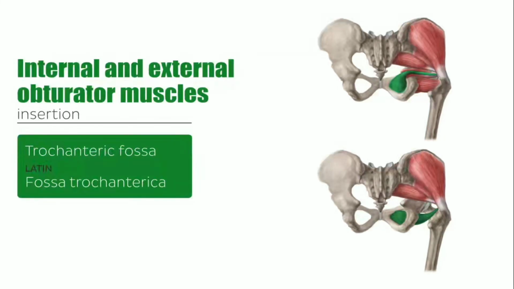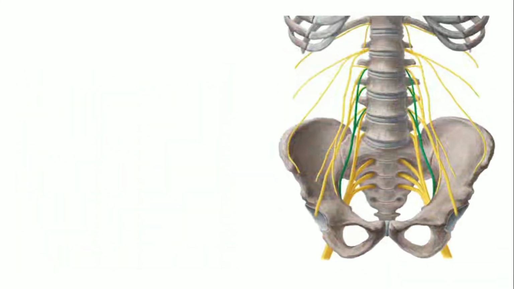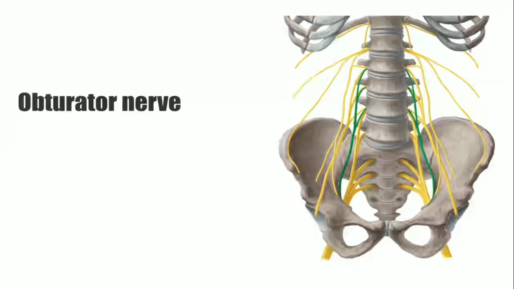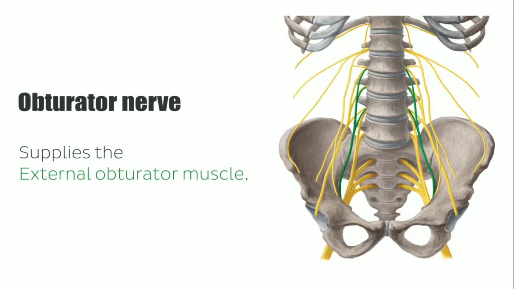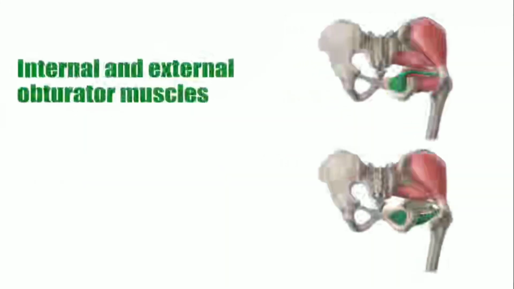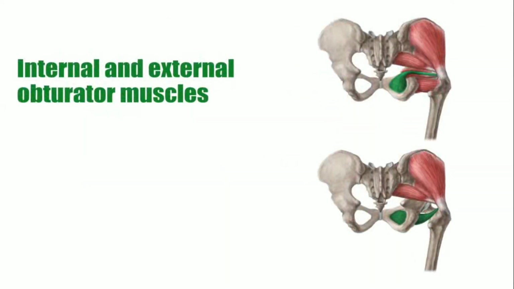Now, if you remember from previous slides, I mentioned that all the muscles of the posterior hip are supplied by direct branches of the sacral plexus, but there was an exception. This exception is supplied by the nerve that you see here highlighted in green, which is known as the obturator nerve. If you also remember correctly, the exception is one of the muscles we've been talking about, the external obturator muscle. Now let's talk about the different functions associated with the internal and external obturator muscles.